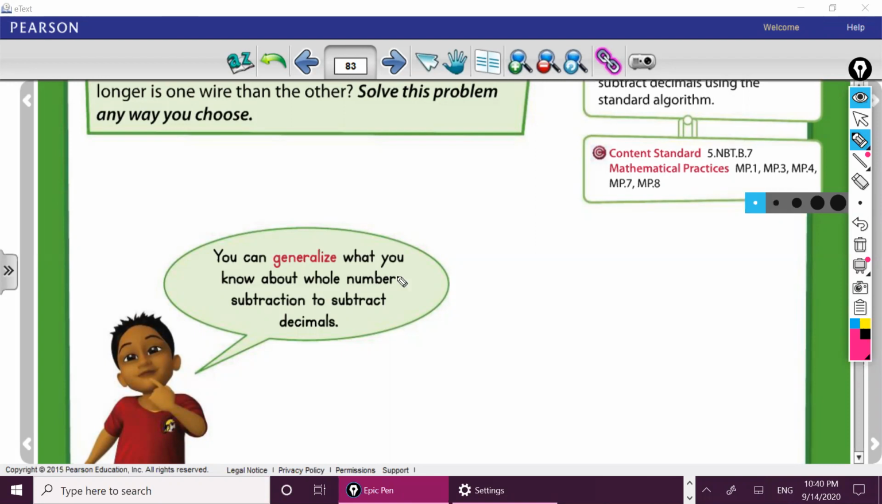Our lesson today, inshallah, is about subtracting decimals. How do we subtract decimals? Like we subtract as usual, but I need something more. What is this? Line up the decimal point first. Line up the decimal point first.